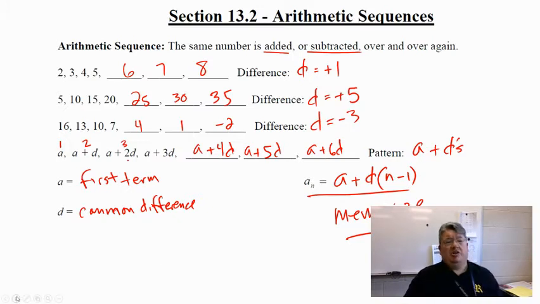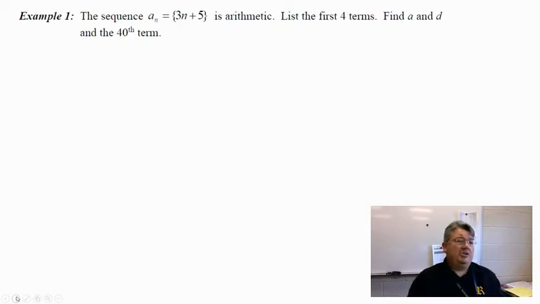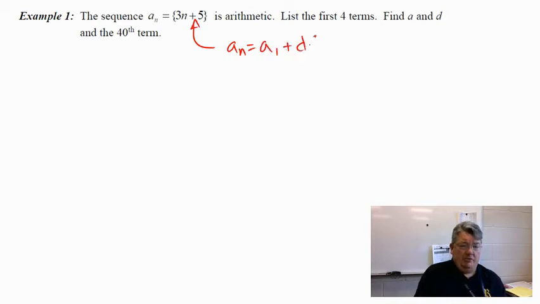Okay, let's go with some questions on this. Here's a sequence. It's arithmetic. First, I want you to be able to know how I know this is arithmetic. It doesn't look like our a sub n equals the first term plus the difference times n minus 1. It doesn't look like that. So how do I know that's arithmetic?